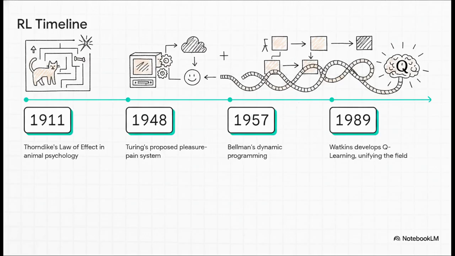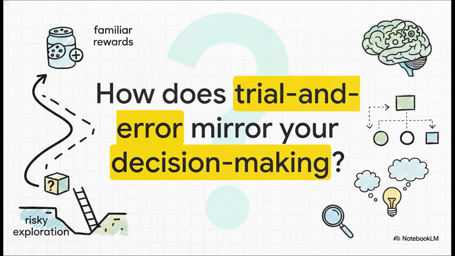Pretty amazing stuff. As we wrap up this explainer, I want to leave you with a thought. How does this simple trial-and-error algorithm, this delicate balance of cashing in on familiar rewards versus the risk of pure exploration, mirror your own daily decision-making? I'll let you ponder just how closely these cold mathematical frameworks actually reflect the way you navigate your own life.